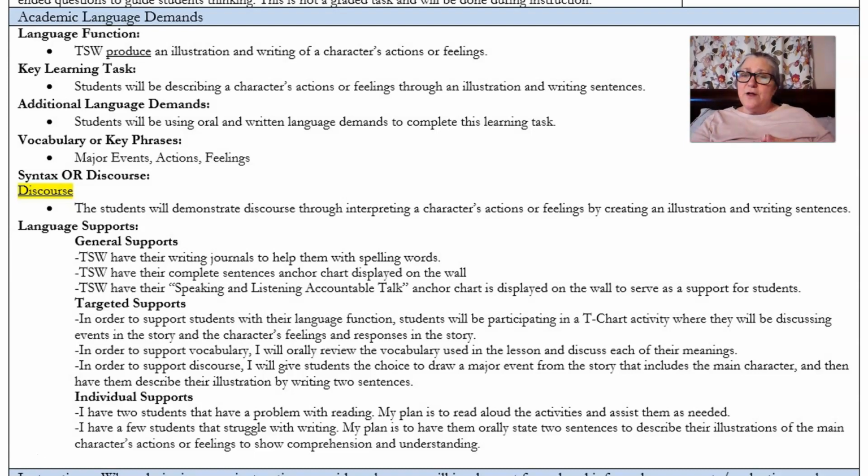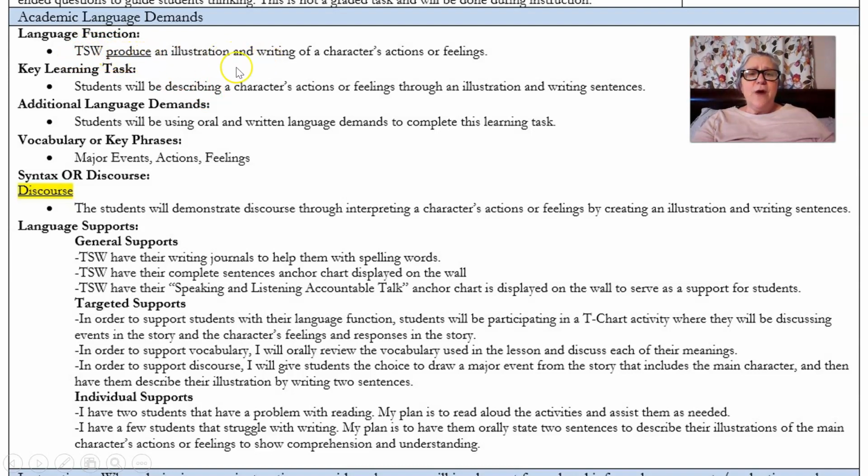You think maybe if we could look back at the standard, we could probably see what the verb is. And that's why using the standard is so helpful. Your verb, your function, doesn't have to come from the standard. I'm just telling you, it's a good place to start. What if we just put describe here? The student will describe an illustration.